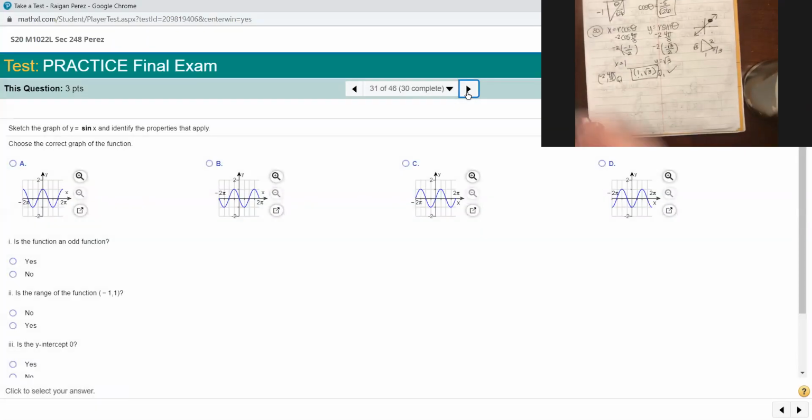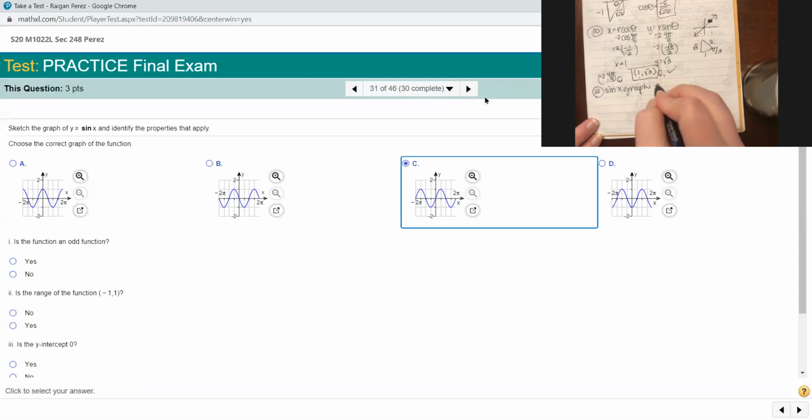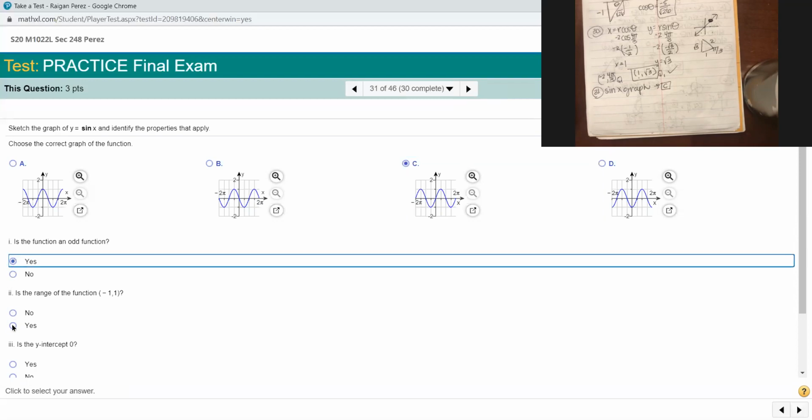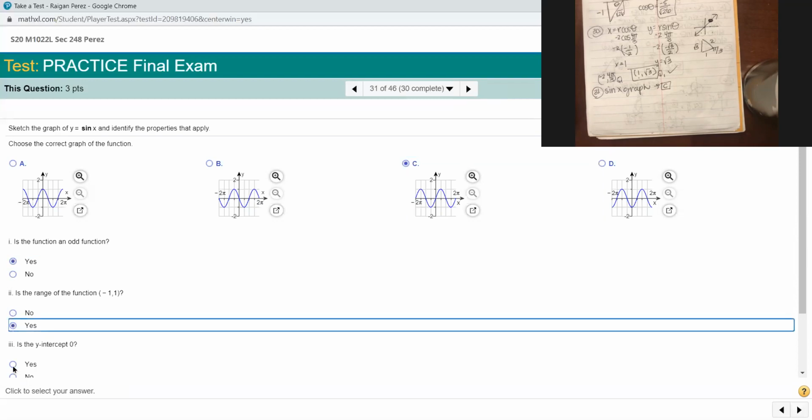All right, number 31. We did the sine graph, the cosine graph, and the tangent graph, so now they're asking us for the sine graph. Sine goes through the origin and is positive, so C. Just double check it. Yep. Then just answer the questions about it. Is it an odd function? Yes. Is the range -1 to 1? Yes. Is the y-intercept 0? Yes.